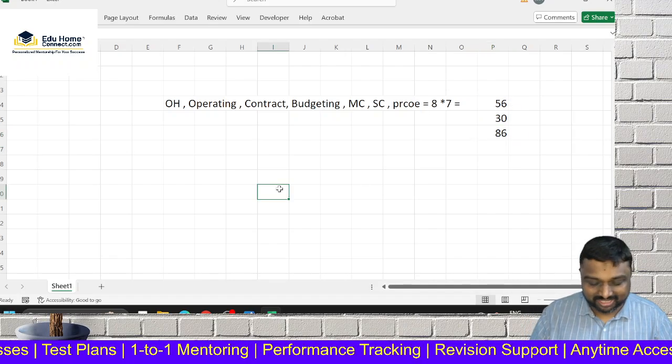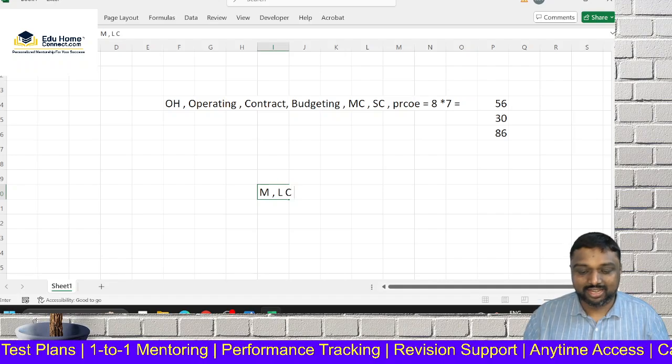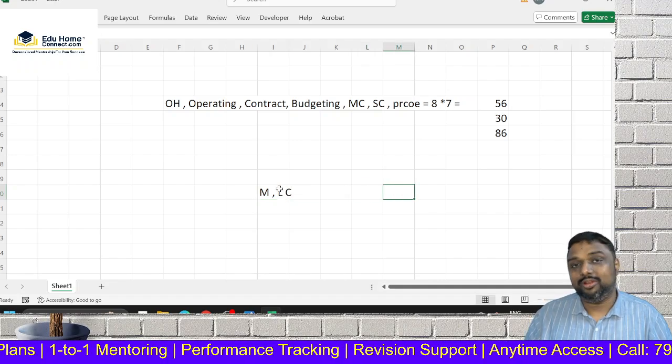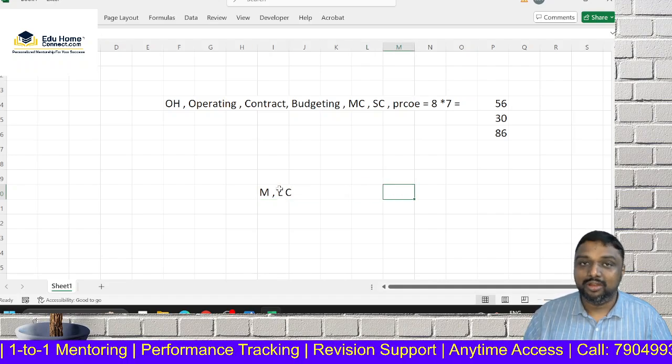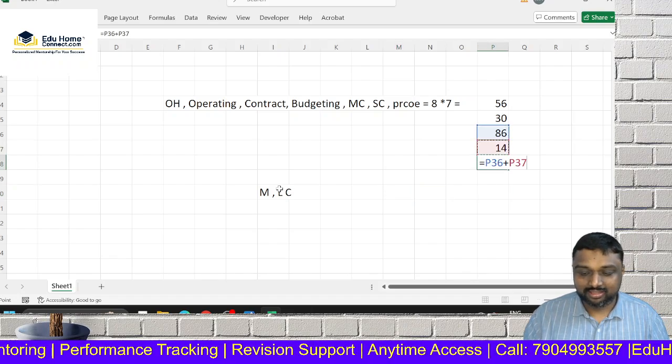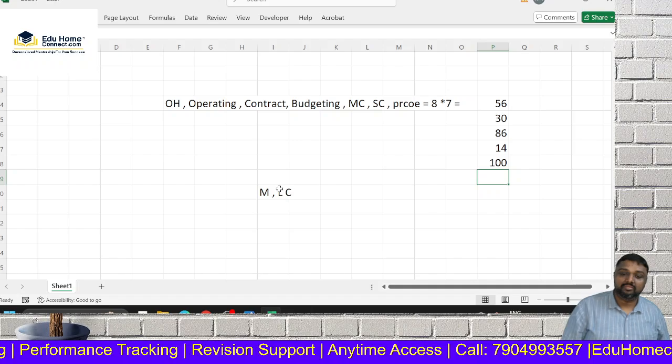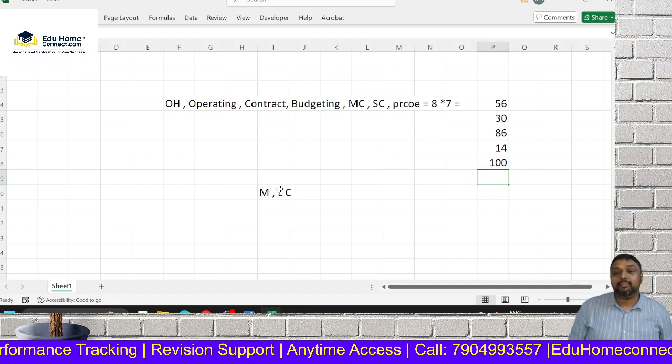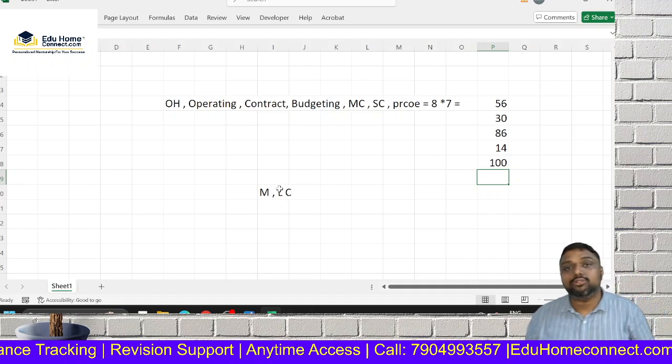Material, labor, cost sheet. If you are lucky, I know you might have learned cost sheet, though not everyone will be able to do it. Material directly comes, another 14 marks. See, with this strategy, you are getting the marks, my dear friends. 100 marks you are able to score.